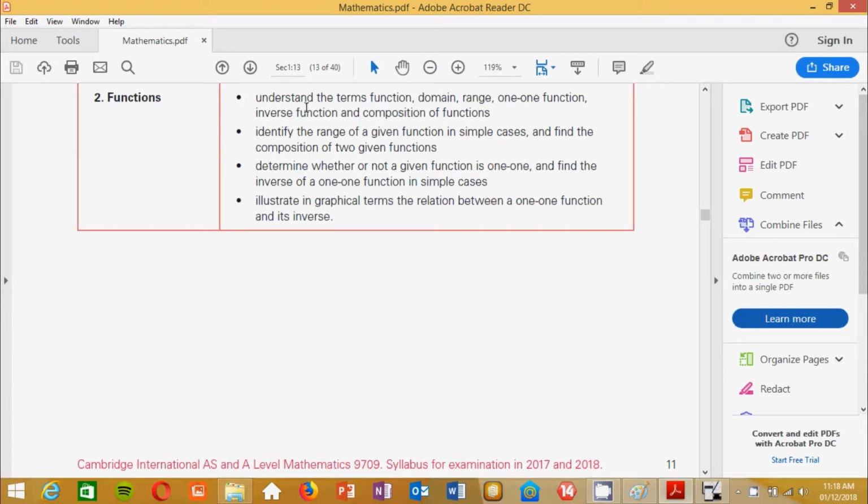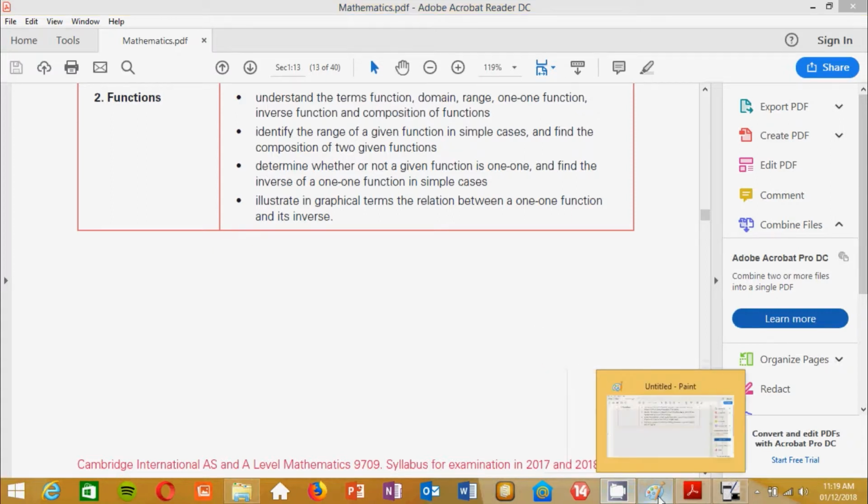Today we're going to be understanding the term function. I'm going to make separate videos on function, domain, range, one-to-one function, inverse function, and composition of functions. So in today's video, I will be teaching you what a function is.